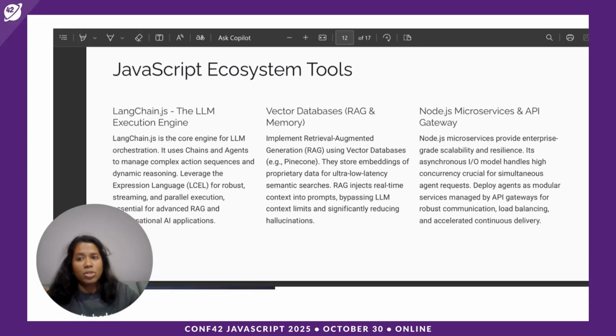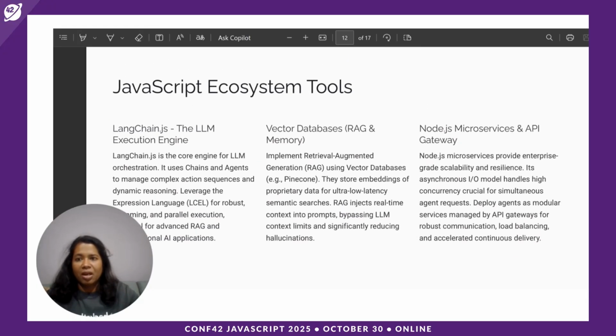So, what are all the tools that the JavaScript ecosystem provides? It provides multiple tools with immediate access to production ready tools that make implementation really practical today. LangChain.js functions as the core engine for large language model orchestration, managing complex action sequences and dynamic reasoning through chains and agents, leveraging the expression language for robust streaming and parallel execution essential for advanced RAG and conversational AI applications.